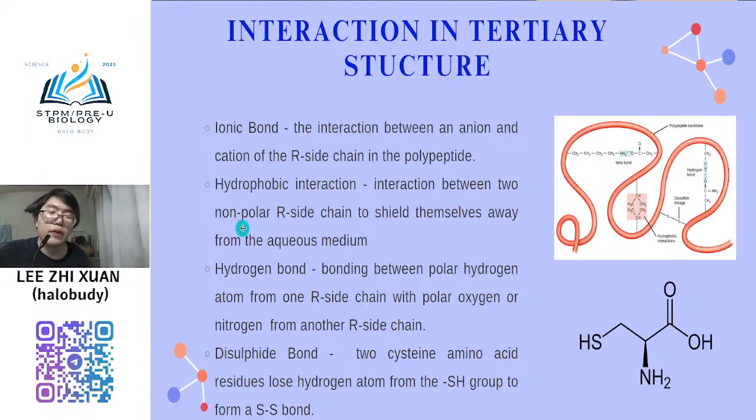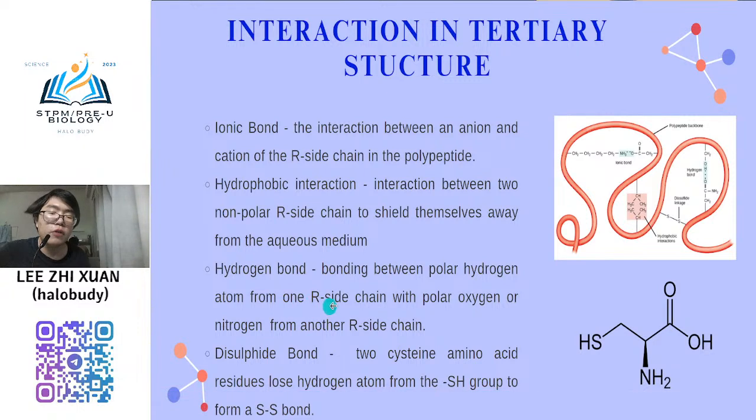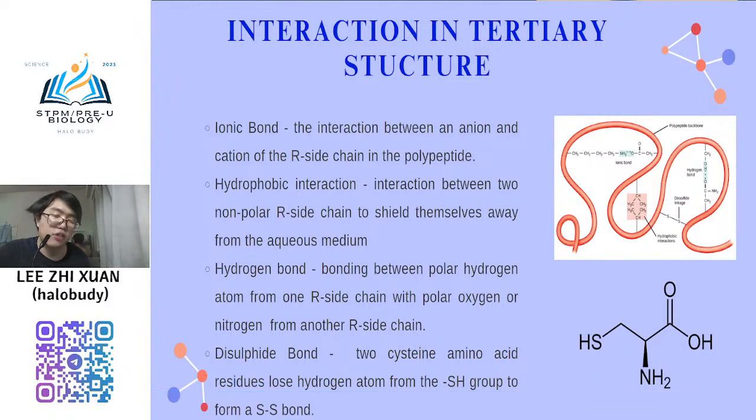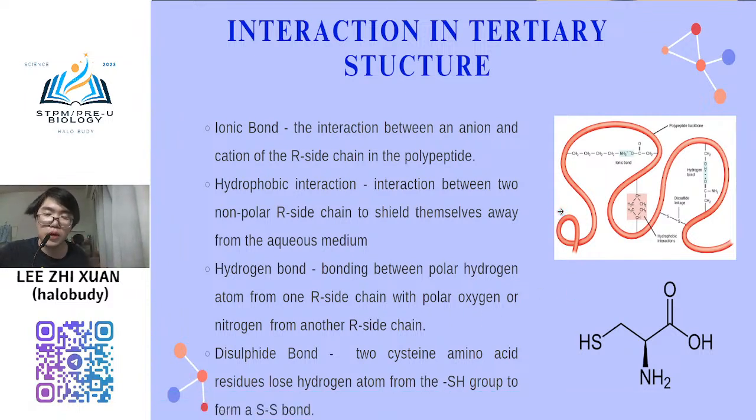Hydrophobic is when there are 2 non-polar groups that interact. A hydrogen bond is when there is a hydrogen atom from one R side chain and another R side chain. A disulfide bond or disulfide bridge is when cysteine amino acids form SH groups, an SS bond, a sulfur bond. So these are the 4 interactions that contribute to forming the 3D structure.